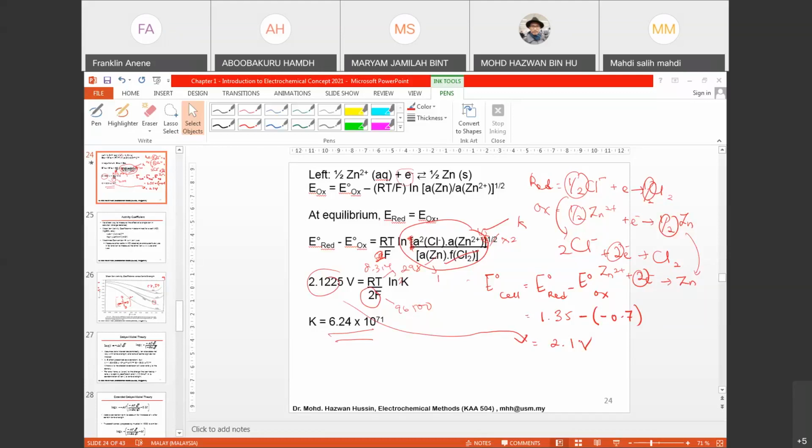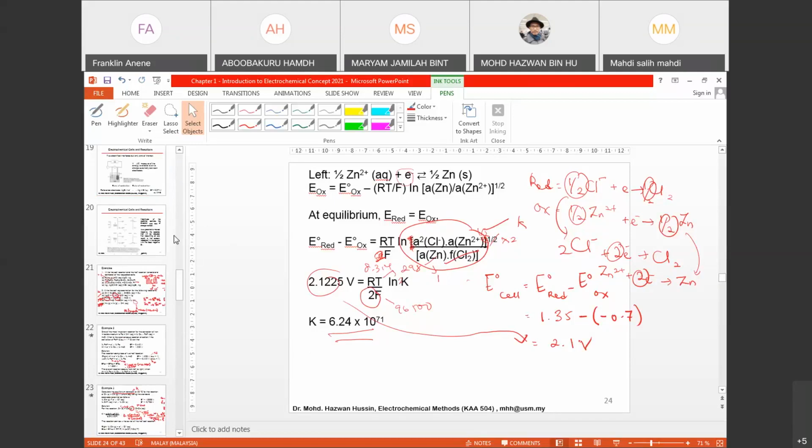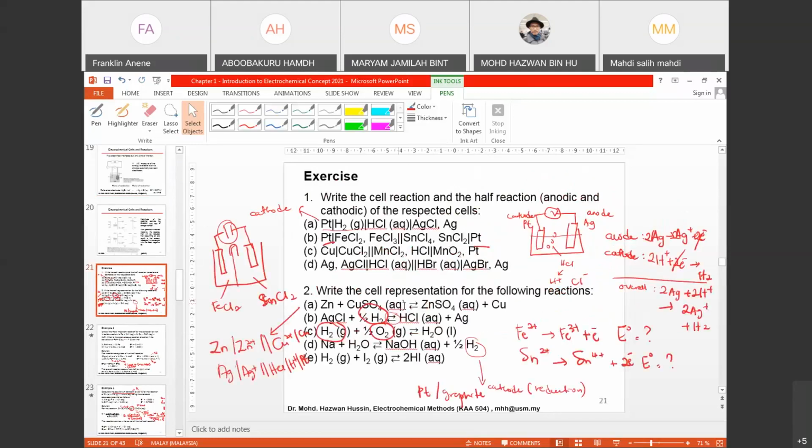So the rest, if you have any problems, just let me know in our WhatsApp group. As I mentioned, you have one homework to do, on writing of the half-cell reactions and also the cell representation. I will create an event in the e-learning later on. You just write it on a piece of paper, snap a photo, make it into a PDF, and submit it on the e-learning web.